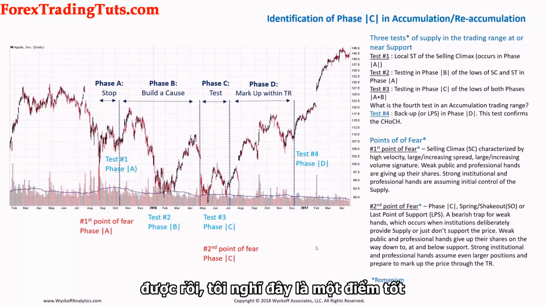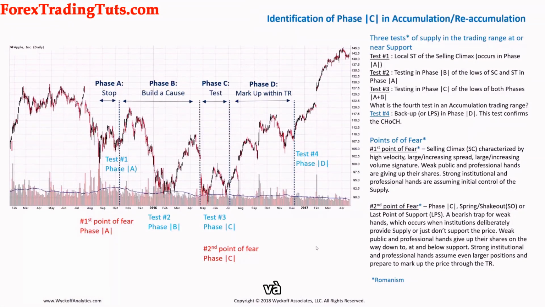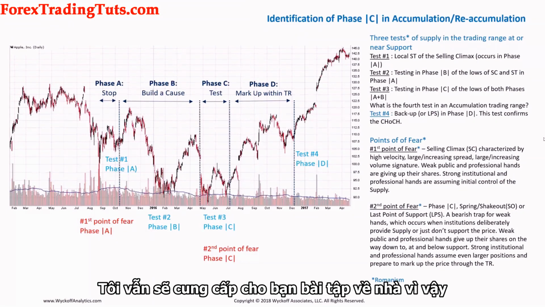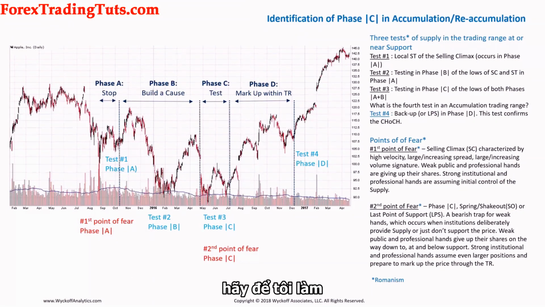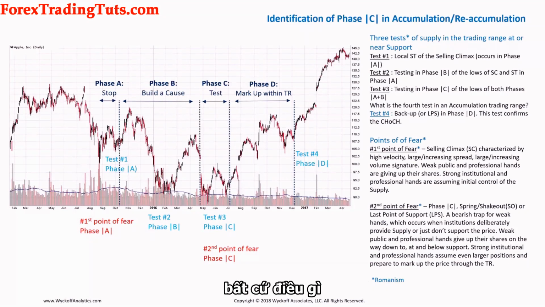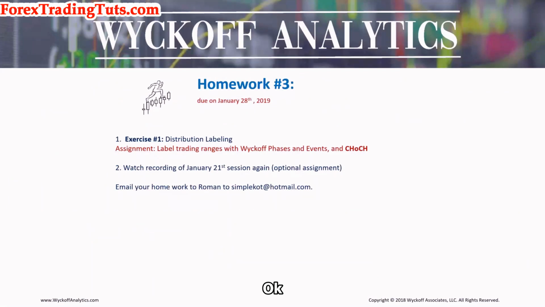All right, I think this is a good point for us to stop. It's almost 6, and let's go through the homework. I'm still going to give you the homework, so let me just do this. Okay, you should not be able to see anything. And okay, now you should be able to see the homework slide.